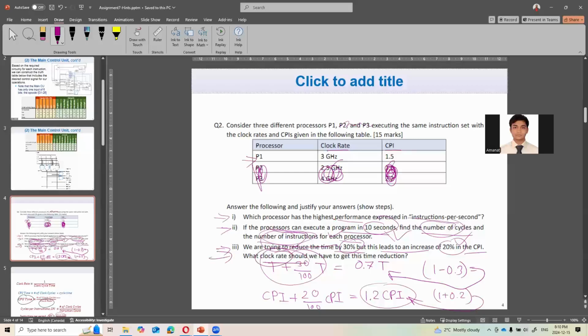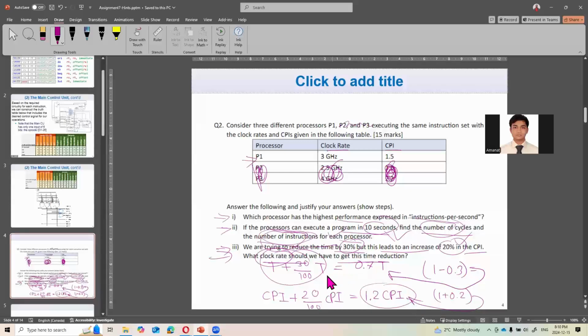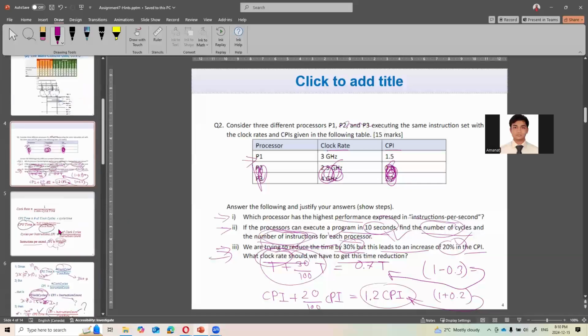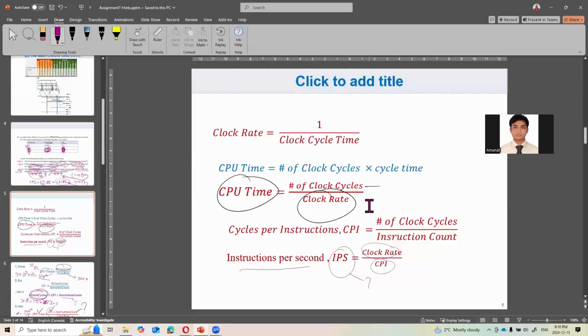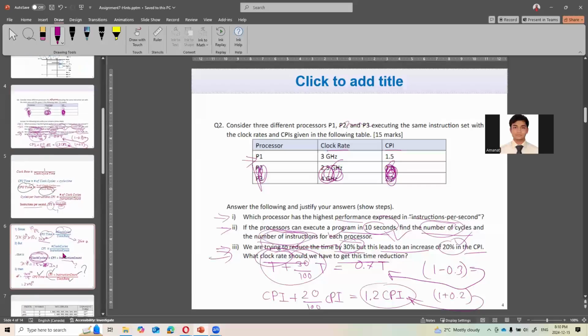What should be the new clock rate if we want to get this reduction? First, we need to find the formula that has CPI, clock rate, and also CPU time. So for the formula, we have to look at the cheat sheet. I'm looking for CPU time, clock rate, and CPI.